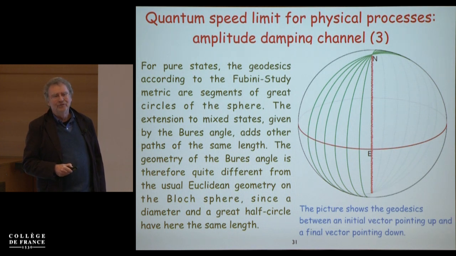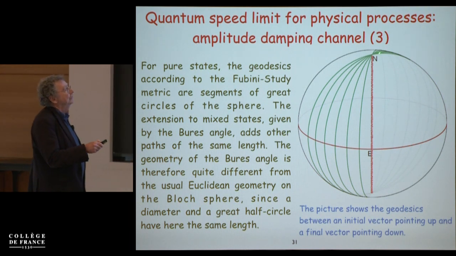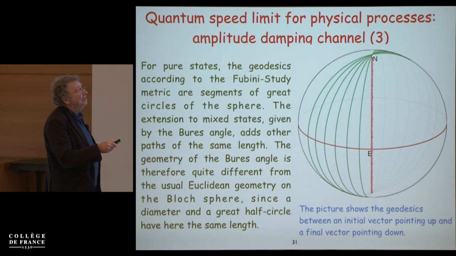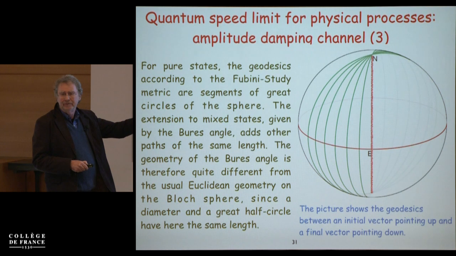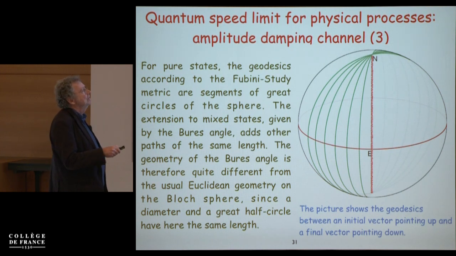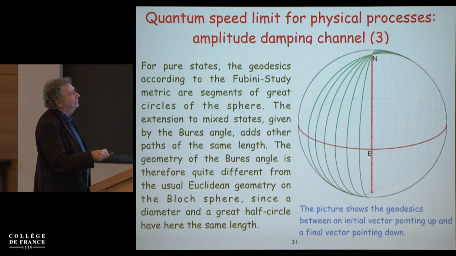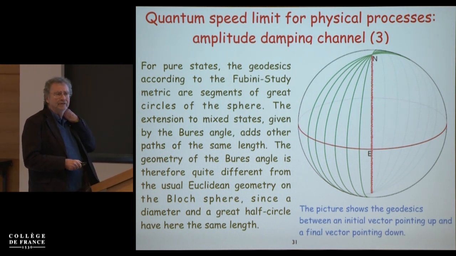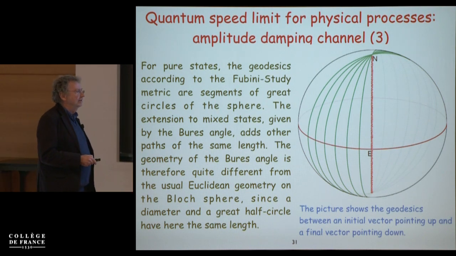Okay? So if you use the Fubini-Study metric, there are several geodesics, and that's why, for this decay, we can consider the generalization to mixed states, sorry. There are several possible geodesic paths, and this is why this trajectory here saturates the relation between distance and time.